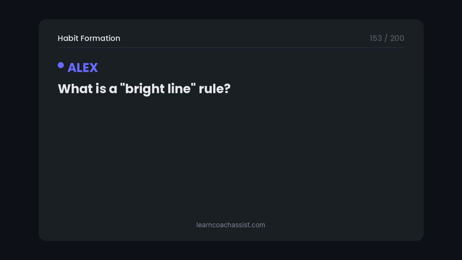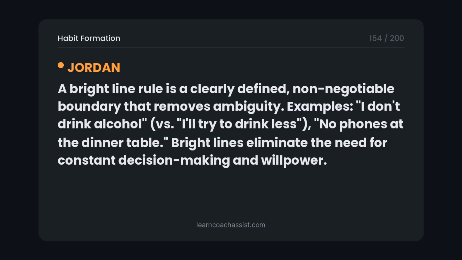What is a bright line rule? A bright line rule is a clearly defined, non-negotiable boundary that removes ambiguity. Examples: "I don't drink alcohol" versus "I'll try to drink less," or "no phones at the dinner table." Bright lines eliminate the need for constant decision-making and willpower.